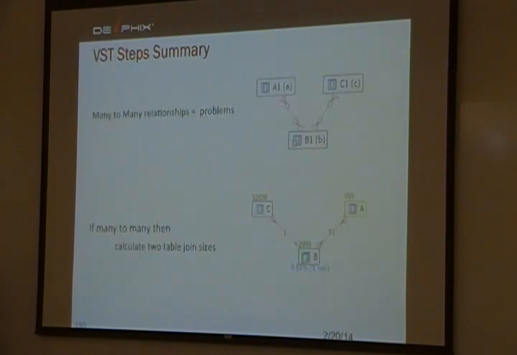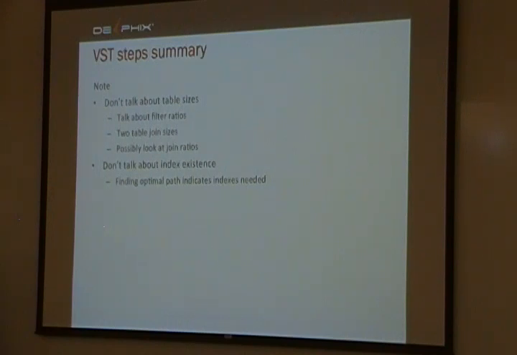If you have many-to-many relationships, you need more information. You need to get the two-table join result set size. And then you start off with the smallest result set size. Something to note, in these diagrams, I don't talk about table sizes. Really, I don't use that to determine the execution pattern. I just use the filter, how strong is the filter, and what are the two-table join set sizes.